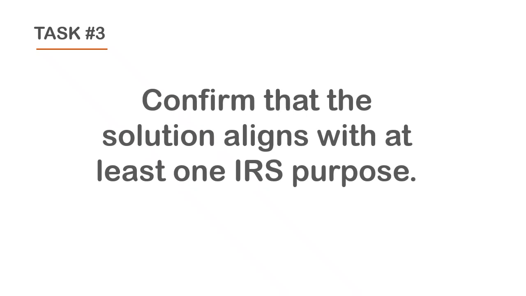Task number 3, confirm that the solution aligns with at least one IRS purpose. You see, the IRS has what it calls purposes for 501c3 nonprofit organizations, and there are 8 purposes. Your vision or your idea or your solution that you want to implement to solve problems must align with at least one of those 8 IRS purposes in order for you to even consider trying to start a nonprofit organization.